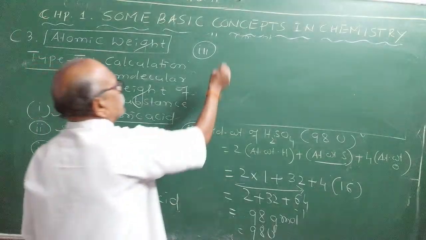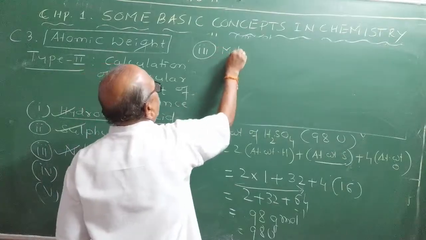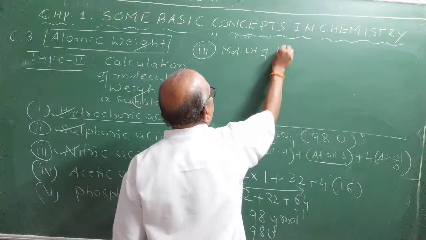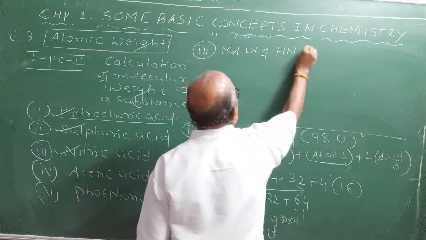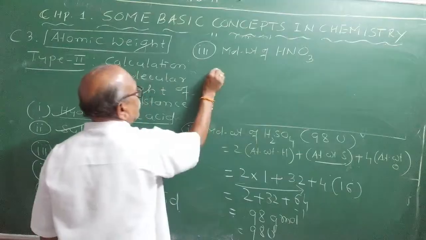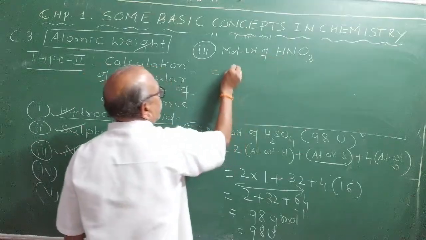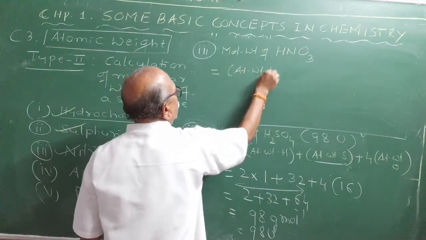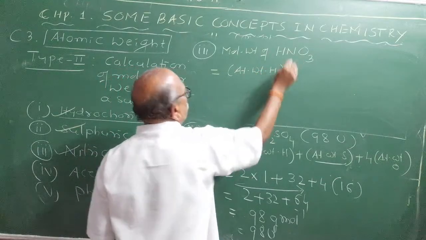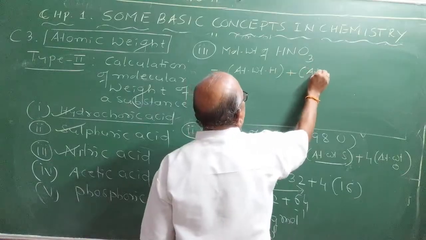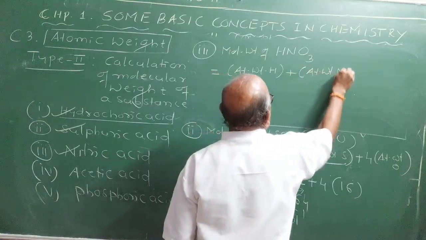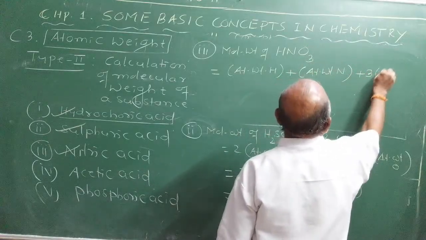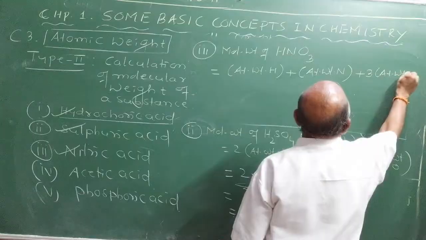Now the stoichiometry started. Molecular weight of nitric acid. What is the formula of nitric acid? HNO3. Now start. How many hydrogen atoms are there? Atomic weight of hydrogen, plus only one atom is there, plus atomic weight of nitrogen. You can get it, already I have given you the list. Plus how many oxygen atoms are there? 3 times atomic weight of oxygen.